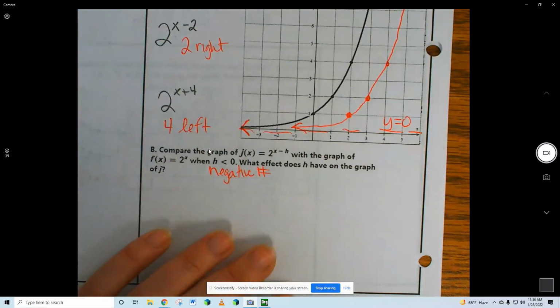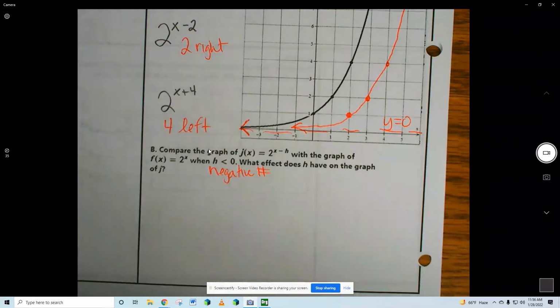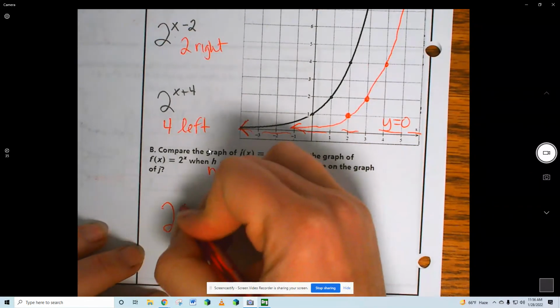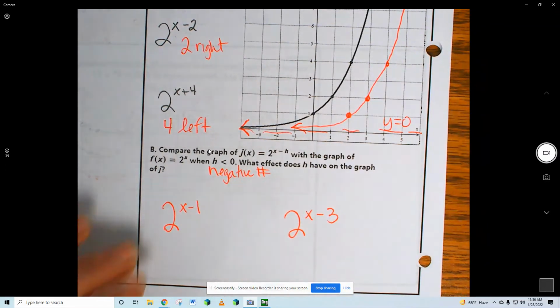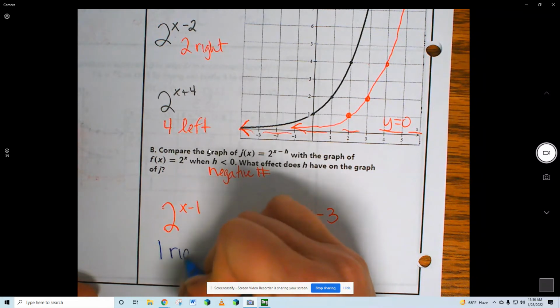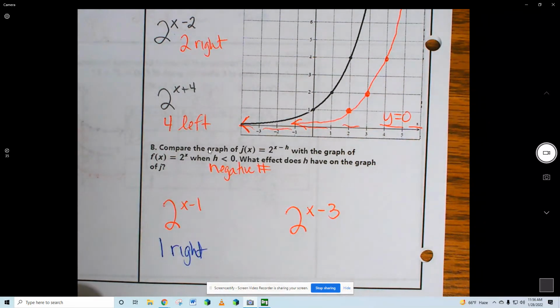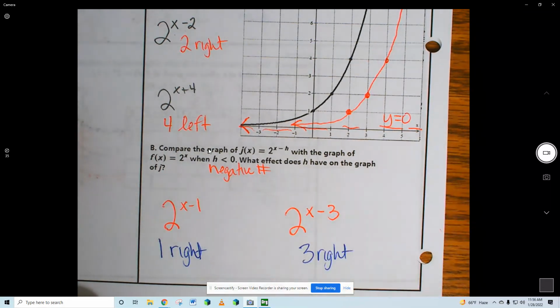So, if I have a negative number, here's 2 negative samples. 2 to the x minus 1, 2 to the x minus 3. They're both going to be opposite sign, 1 to the right, 3 to the right. Opposite sign. It's important for you to remember that.